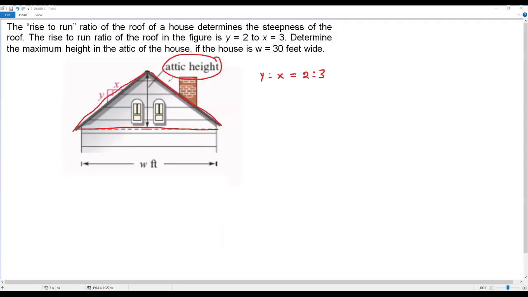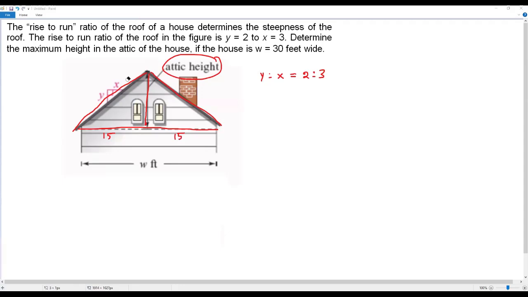Whenever I draw an altitude between the two sides of equal length in an isosceles triangle, the altitude will bisect the base or the third side of the triangle. That means the altitude over here will divide the third side of the triangle into two equal parts. Already we know the length of this part, that is 30 feet. So this 30 feet will be divided into two parts, that is 15 and 15.